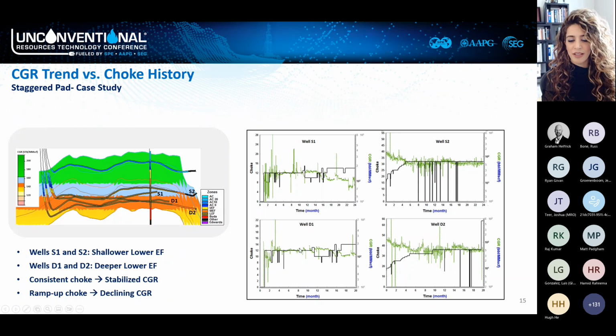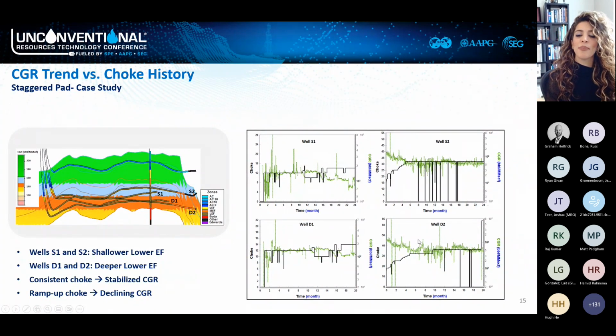In the deep layer, we can see that D1 with a constant, stabilized choke had a consistent, uniform CGR, and well D2, just like well S2 with a ramp up in choke, had a lower CGR. So I guess I have shown you enough examples to establish this with you, that if you're having a ramp up of choke, an aggressive ramp up of choke in the first few months of production, we will have a CGR that will keep decreasing. So we will lose that potential of high CGR at CGRI.